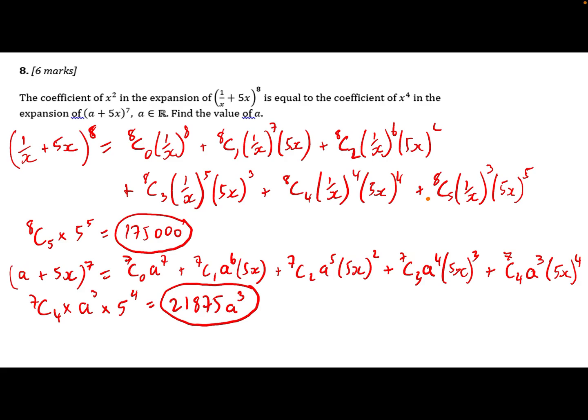Okay, so that's the coefficient of x squared in the first one, and this is the coefficient of x to the power of 4 in the second one, and the question says they're equal to each other. So 175,000 is equal to 21,875 a cubed. A cubed equals 8. A is equal to 2. And there's your answer. Again, I just don't think that's a difficult question.